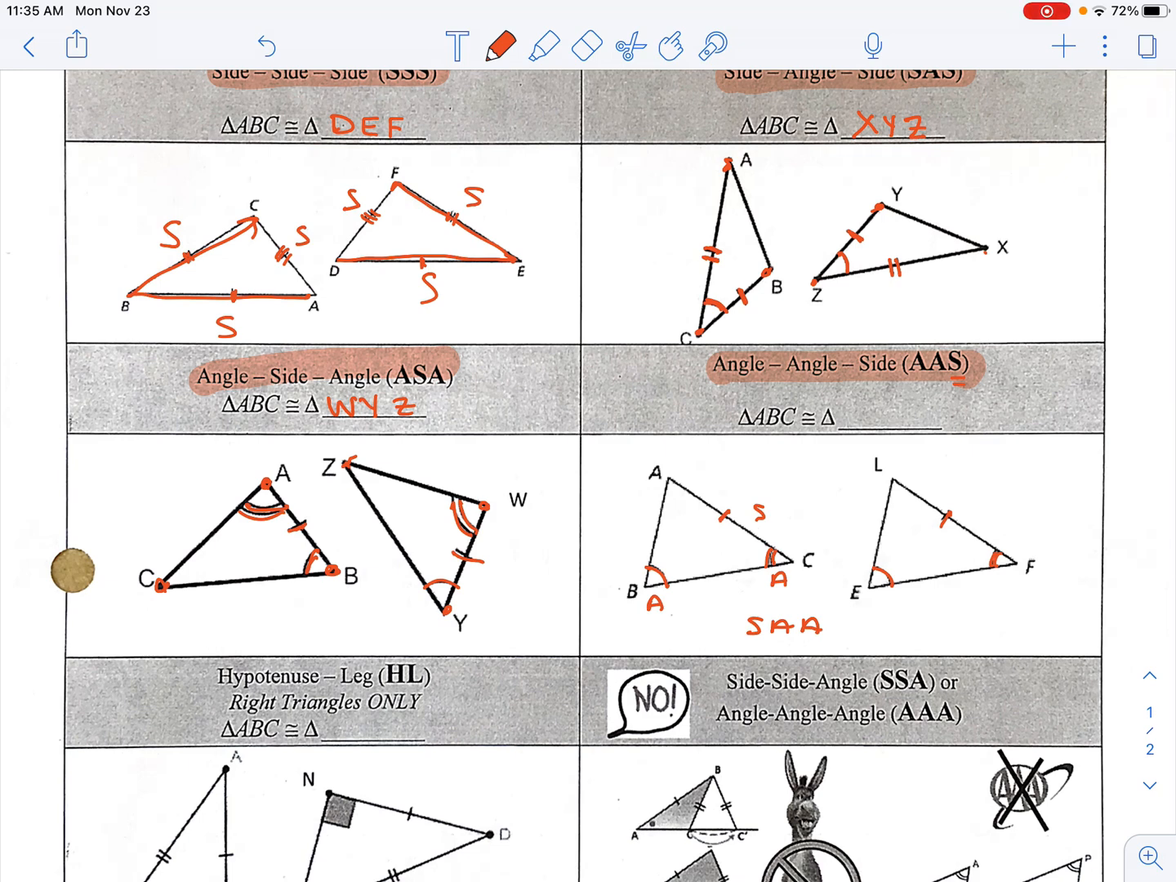Same with over here, we have an angle, and a side. So my first triangle I named ABC. So the angle without any markings, the angle with 1 marking, the angle with 2 markings. So if I recreate that, that's going to be LEF.